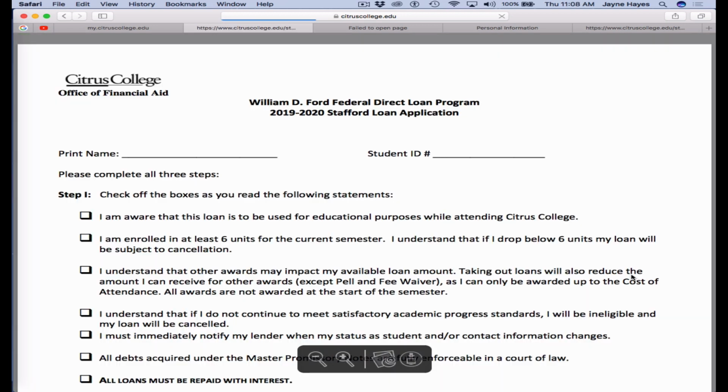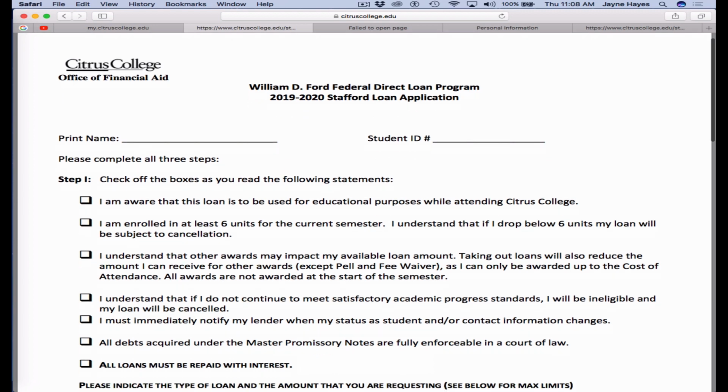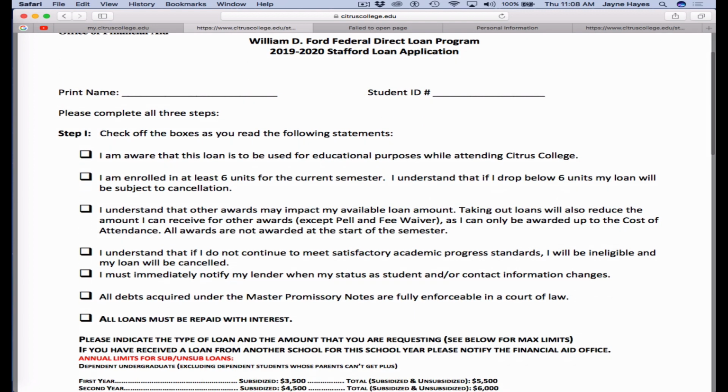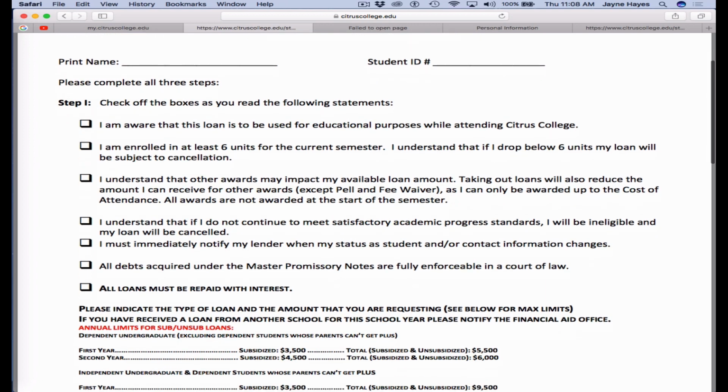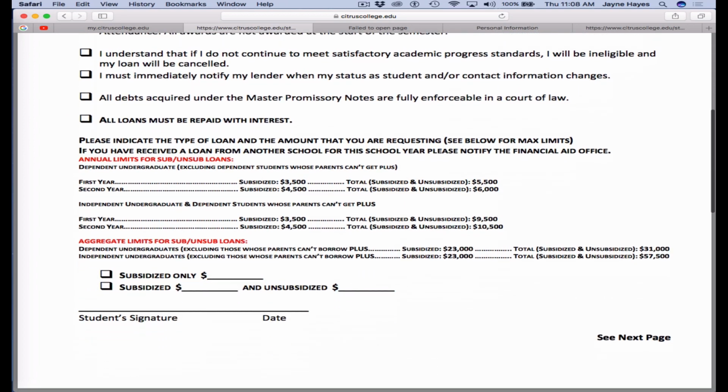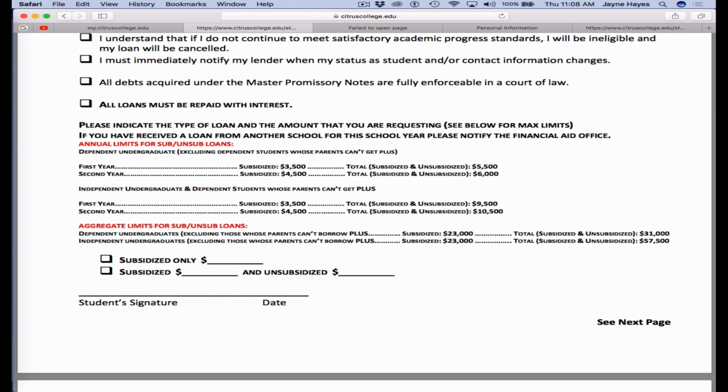I'm going to show you real quick. It's a PDF. You can go ahead and print it out, input all your information, make sure you read through all the loan information, and check all the boxes. If you scroll to the very bottom, for example, you can see the loan amounts that you're able to take out. It covers the first year and second year, dependent undergrad students, independent undergrad students, and dependent students whose parents can't get a Plus loan, which have different loan amounts.